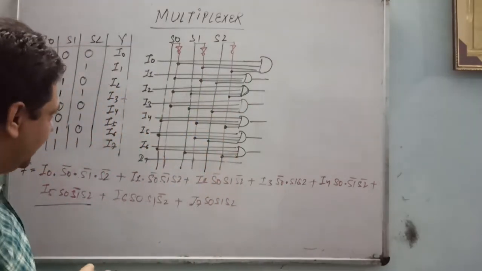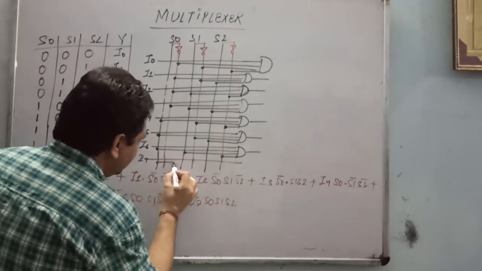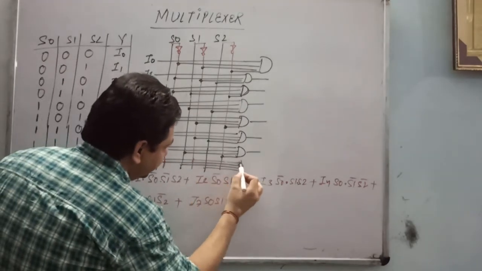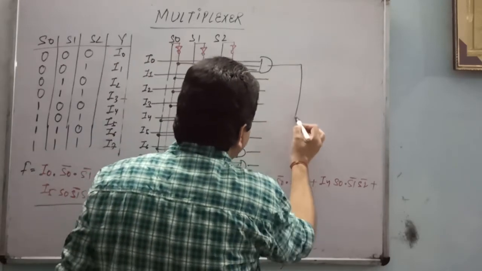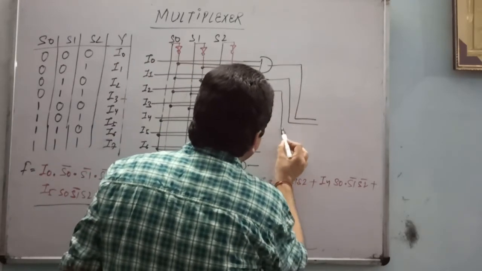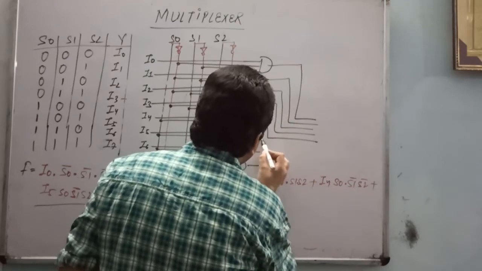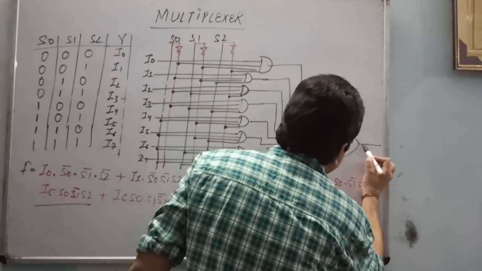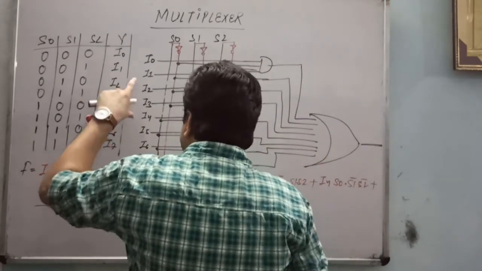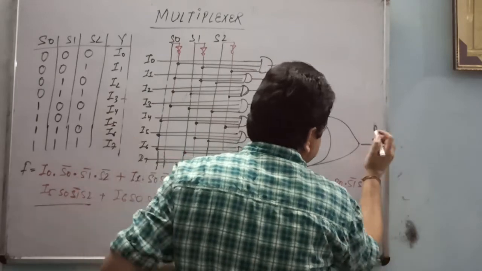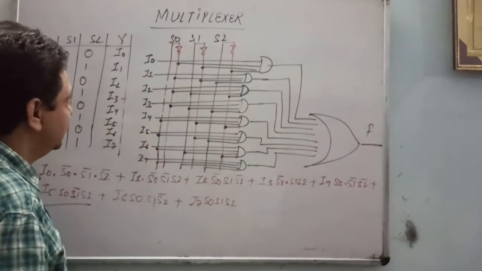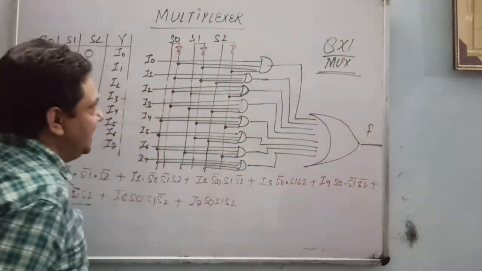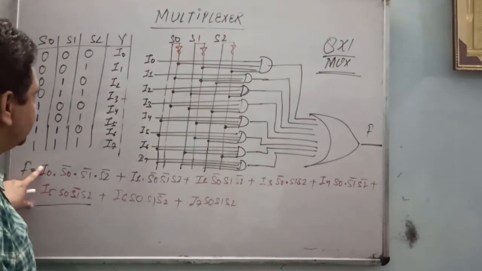Okay, fine. Now for I7, S0 direct, S1 direct, S2 direct, and after that all these lines will be connected by an OR gate. These are the many inputs and this is one, many to one. So this is the output line. So this circuit is basically called 8 into 1 MUX or multiplexer.